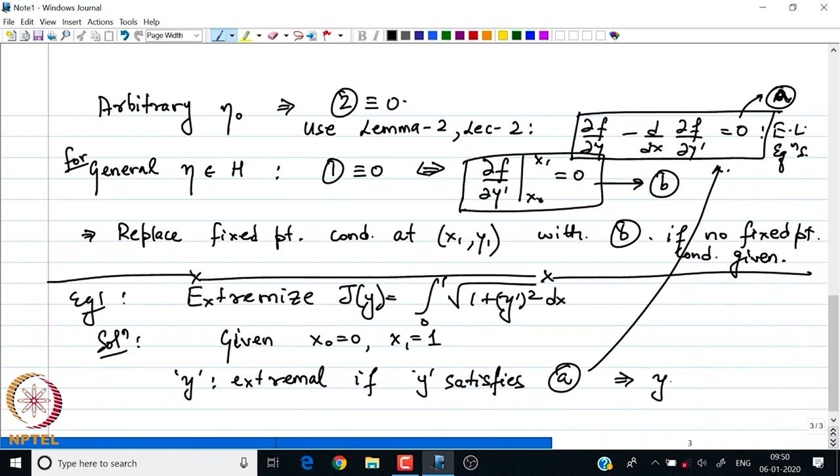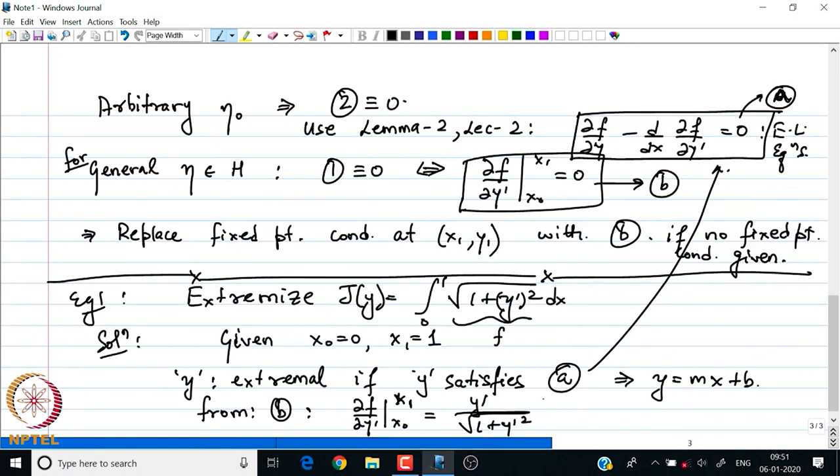From here, we can directly get that the solution is a straight line, y is equal to mx plus b. Since we are not given any extra boundary condition, we can impose condition B. From B, I get del f del y prime at x naught to x 1. So, let us differentiate our integrand f with respect to y prime. I get y prime divided by the square root of 1 plus y prime squared. Note that we have already found the extremal. All we need to find is the value of m and b, and we do that by plugging our solution into this natural boundary condition.